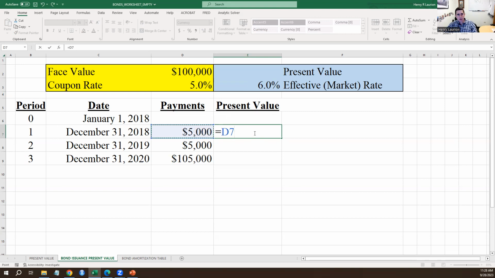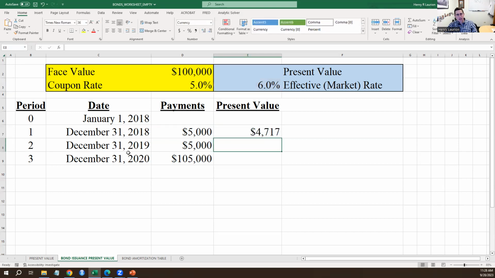So I'll take the future value, which is 5,000, and I'll divide it by 1 plus this discount rate, okay? So 1 plus 6%, but I'm going to raise that denominator to the power of 1 since that cash flow is 1 year away. In fact, maybe I'll just write 1 so you can see it, okay? So I'm taking the future value over 1 plus the discount rate raised to the power of 1. Now this second payment is 2 years away, so I'll take that same future value and I'll divide it by 1 plus the discount rate. But this time I'm raising the denominator to the power of 2 because that next payment is 2 years away.